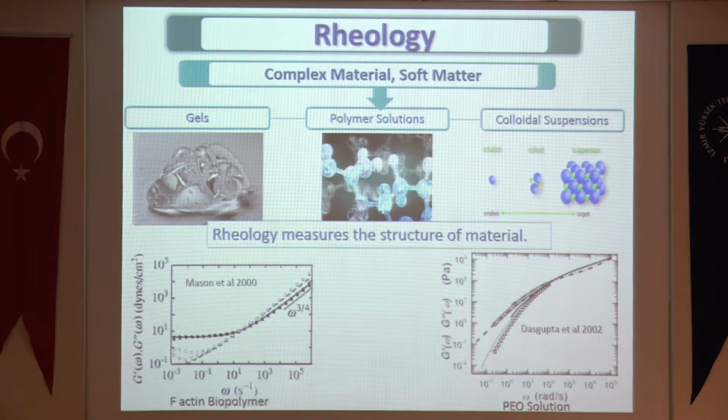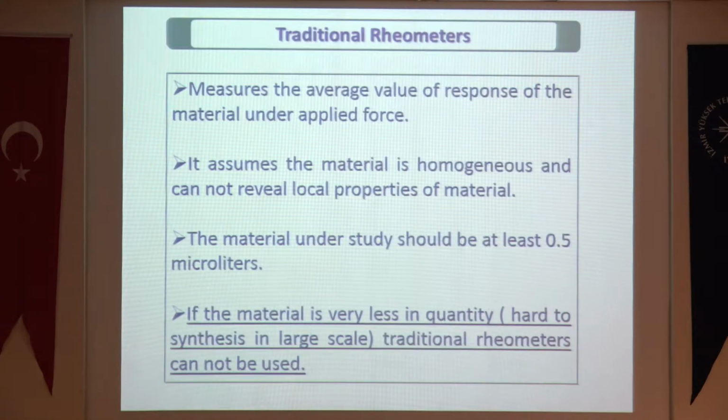Okay, so traditional rheometers measure the average value of the response of the material under applied force. And it needs the material to be homogeneous. When you apply a force, you don't want the material to be inhomogeneous in some parts, or you don't really know whether it's inhomogeneous or not. It assumes that the material is homogeneous, and it cannot really reveal the local properties of the material.